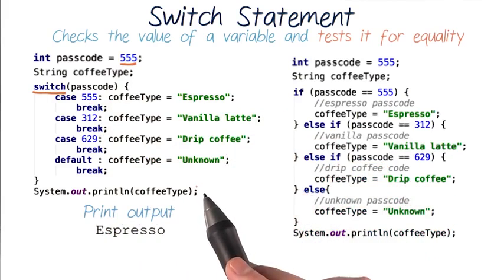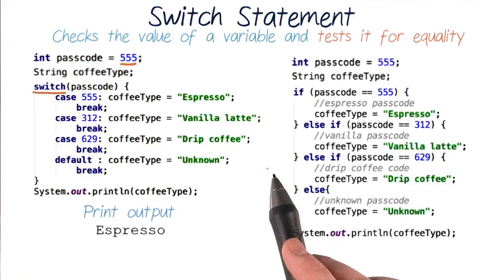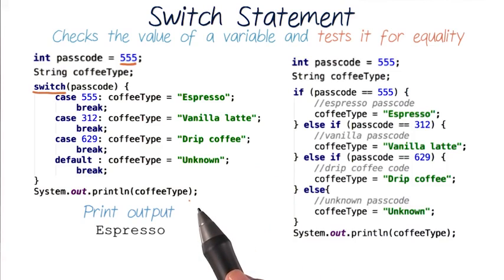So switch statements can be implemented with ifs and elses, but it can be easier and more understandable to write code in a switch if you're doing a lot of equality checks. And as a programmer, it's up to you to decide what to use to make your code easy to understand and use. Let's get some more practice with switch statements.